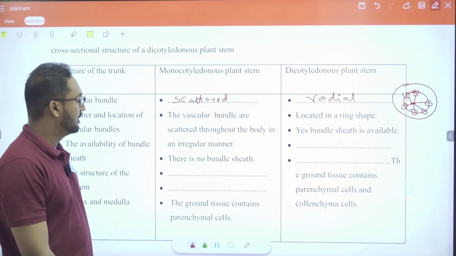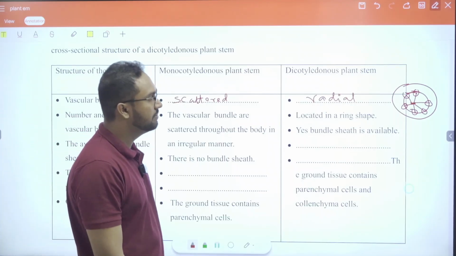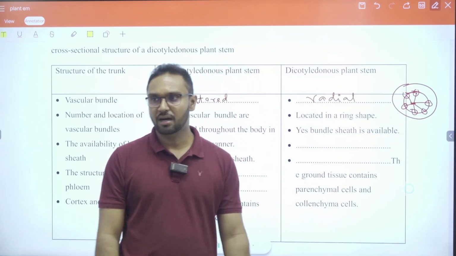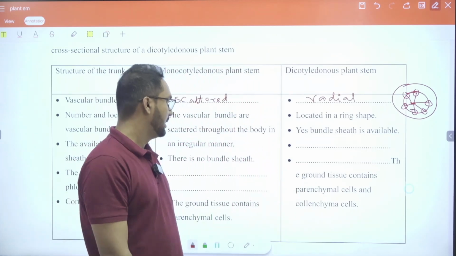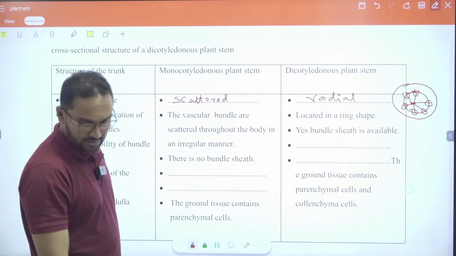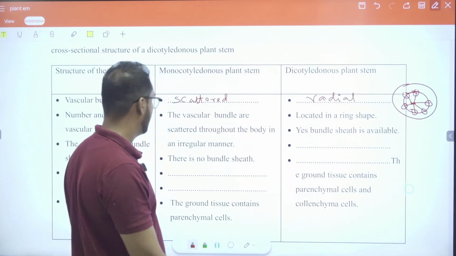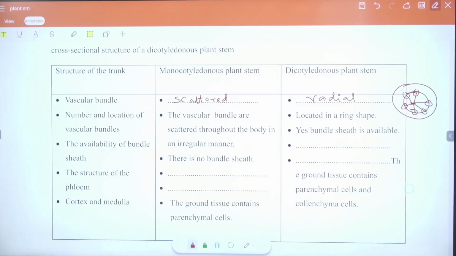In monocotyledonous plant, there is no bundle sheath, which means the xylem and phloem or the vascular bundle isn't covered; they are open. In dicotyledonous plants, it is covered with a phloem and the bundle sheath is available, right? The bundle sheath is available.